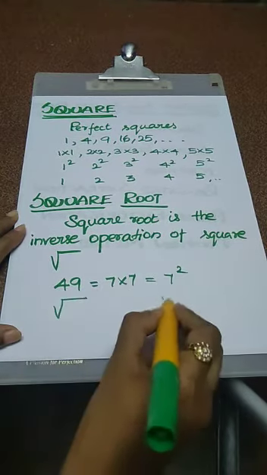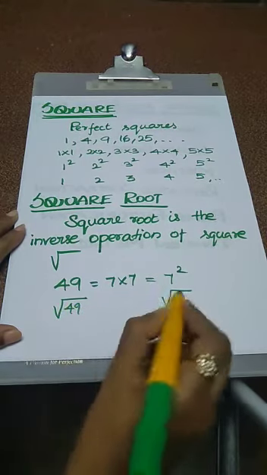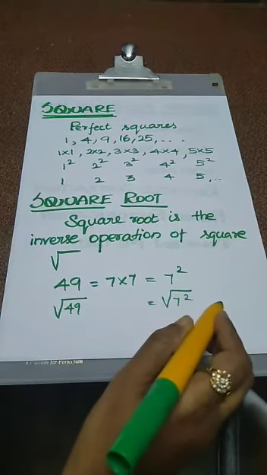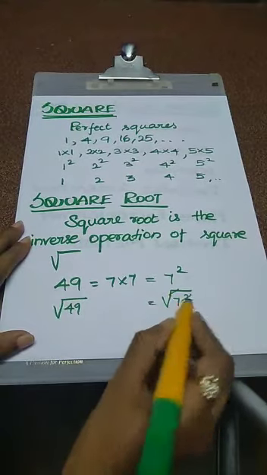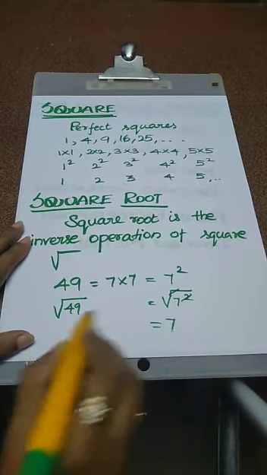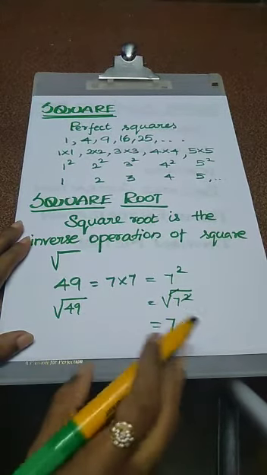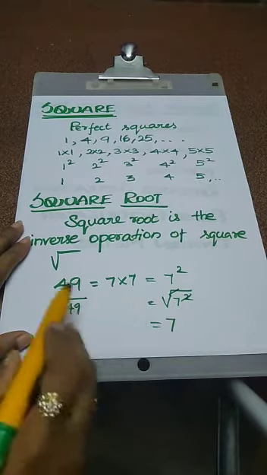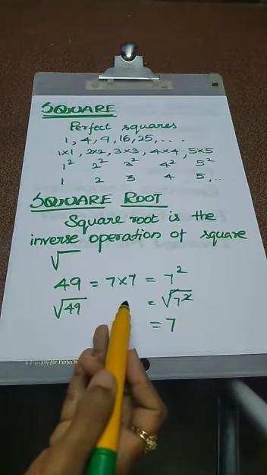So taking root on both sides. What is the value actually? 7 square, no. Now we just cancel this square root and the 2. So easily we get the number 7. So the square root of 49 is 7. Easily we get the other square root values also.